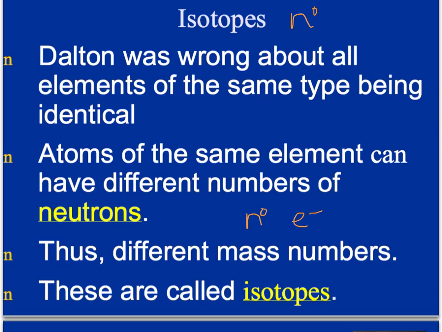Thus, it's going to have a different mass number, because remember, our mass number was equal to the number of protons plus the number of neutrons. And so if I change this number, I'm going to end up changing my mass number. These things are called isotopes. So isotopes are atoms that have a different number of neutrons than, I'm going to say, your typical atom does.